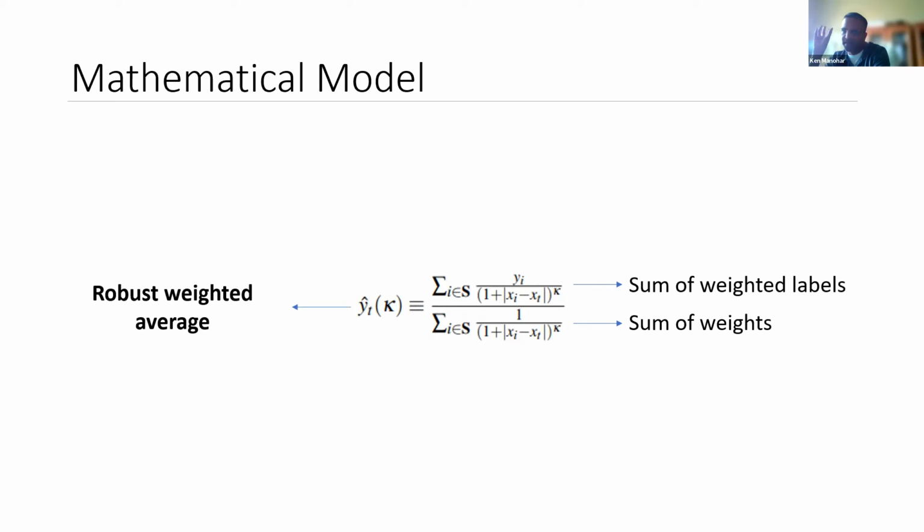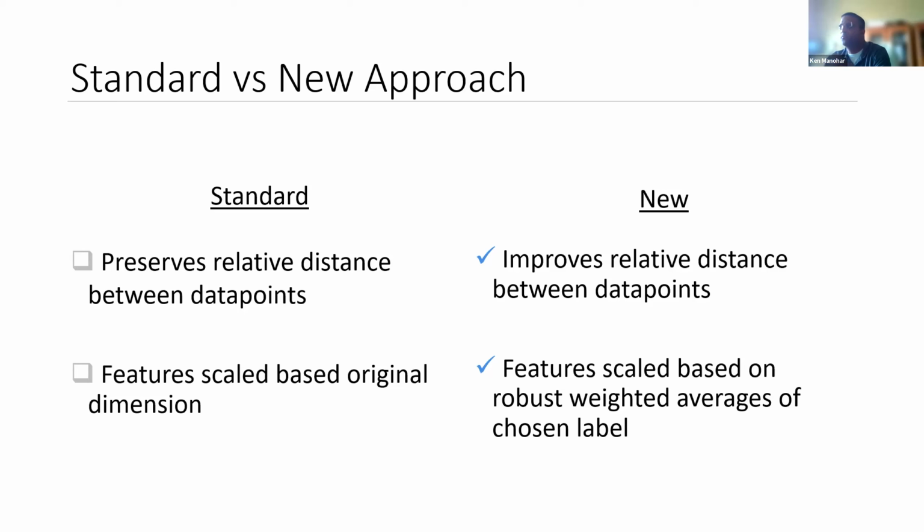However, where the new approach stands out is that instead of preserving the relative distance between data points, this transformation improves the distance between data points. And instead of features being scaled on their original dimension, whether it be, for example, currency, kilometers, and those sorts of metrics, all features are scaled in a common dimension, which is whatever we choose as the label.